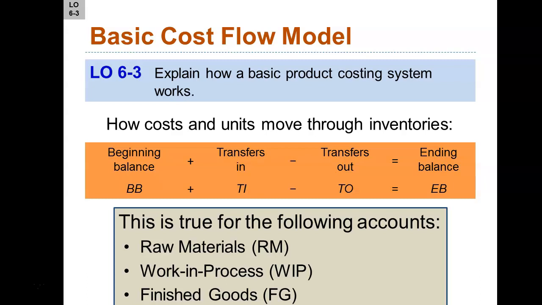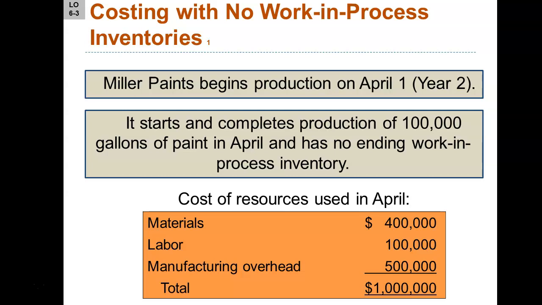So how cost moves through inventory. We start with the beginning balance. Sometimes it's zero, sometimes it's not. We transfer items in. What gets transferred in? Our WIP gets transferred in. What gets transferred out? Our finished goods get transferred out. And then we ultimately have our ending balance. Again, this is not anything new, but let's reiterate.